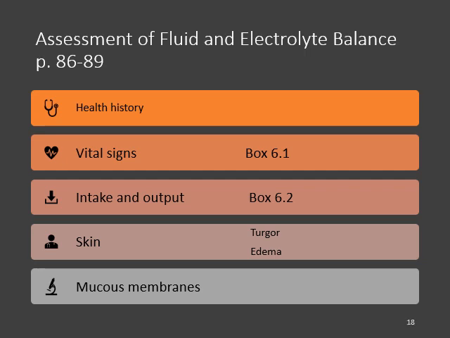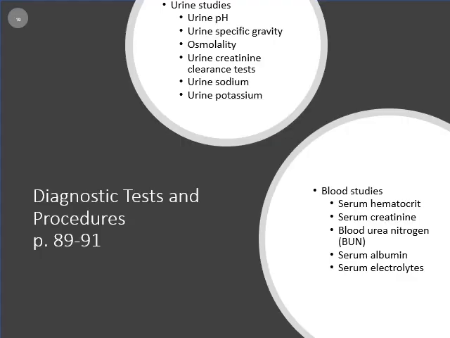So now let's go to the next one and talk about some tests. Some diagnostic tests and procedures. There's urine studies where you check the urine pH. The kidneys can change the acidity or alkalinity of the urine by excreting hydrogen ions, the power of the hydrogen. Urine pH is a measure of hydrogen ions in the urine. It's useful for determining whether the kidneys are responding to metabolic acid-base imbalances.